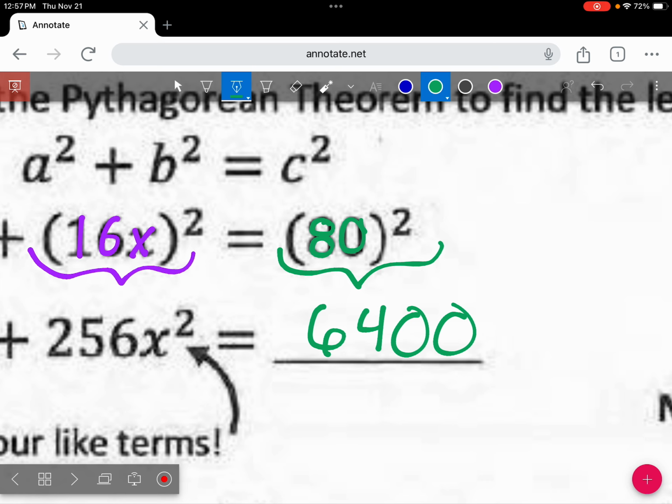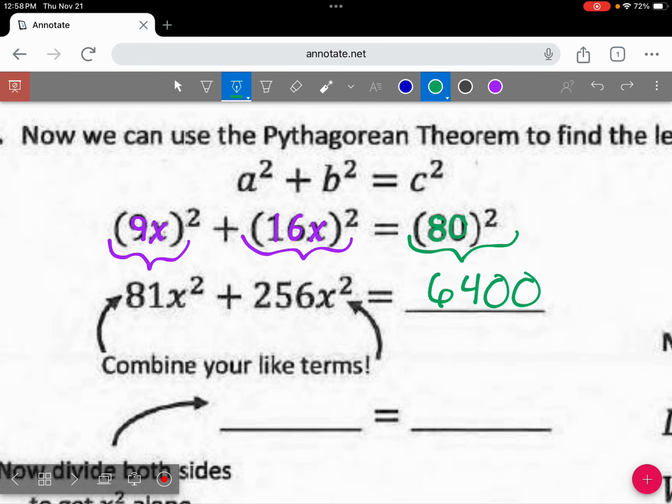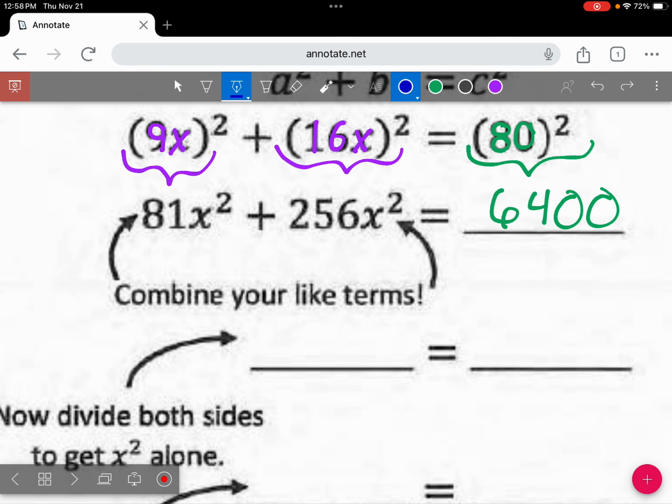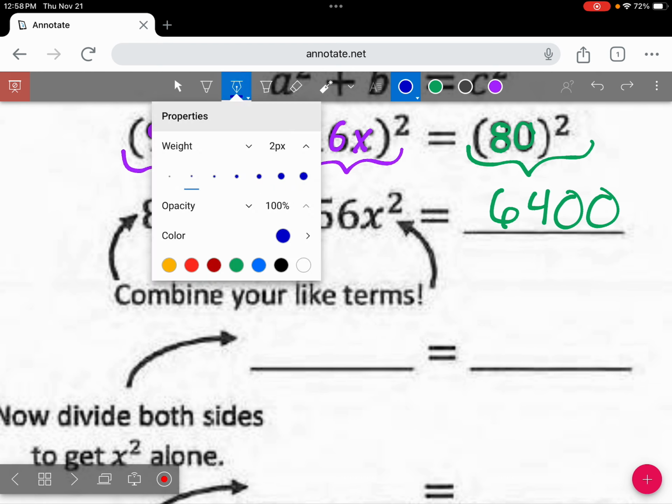Now they're giving us a lot less actual help. So we're going to figure it out. If I have 81x squared plus 256x squared, and they are giving me a hint that says combine my like terms, what are we going to have? Because they gave us a little hint right here.